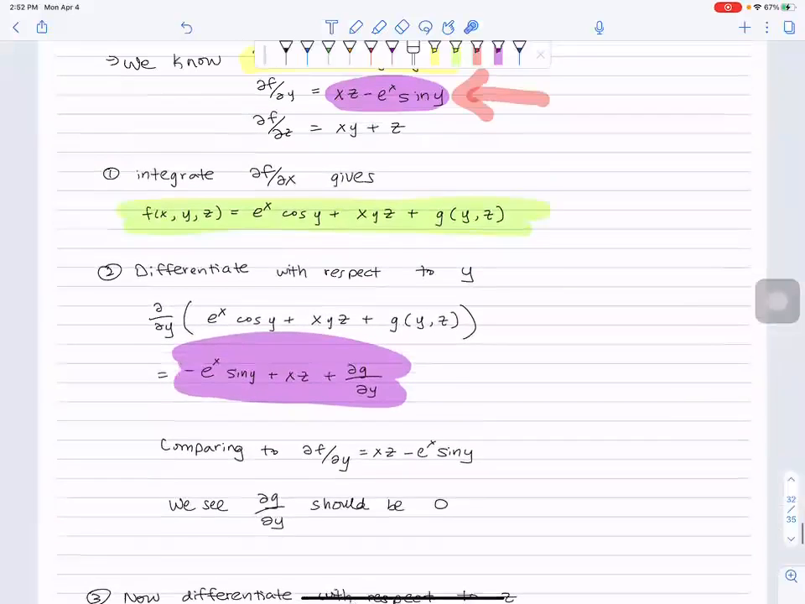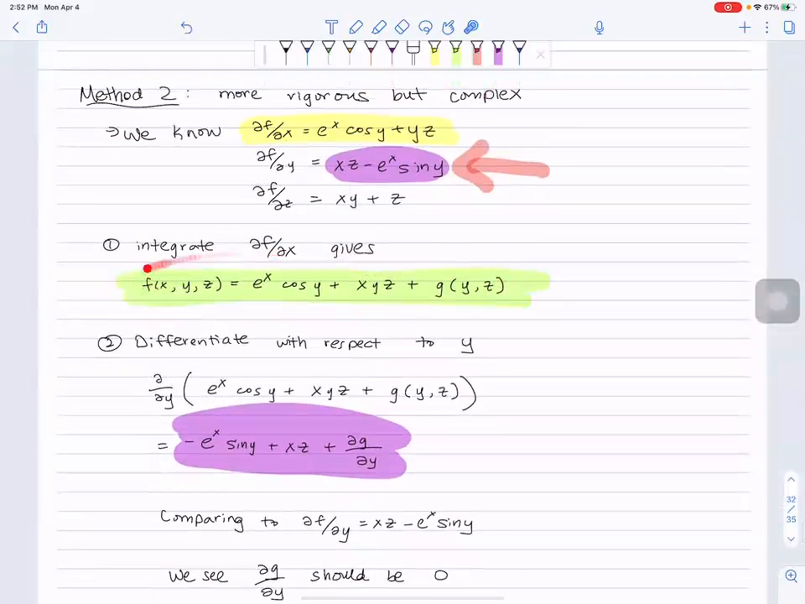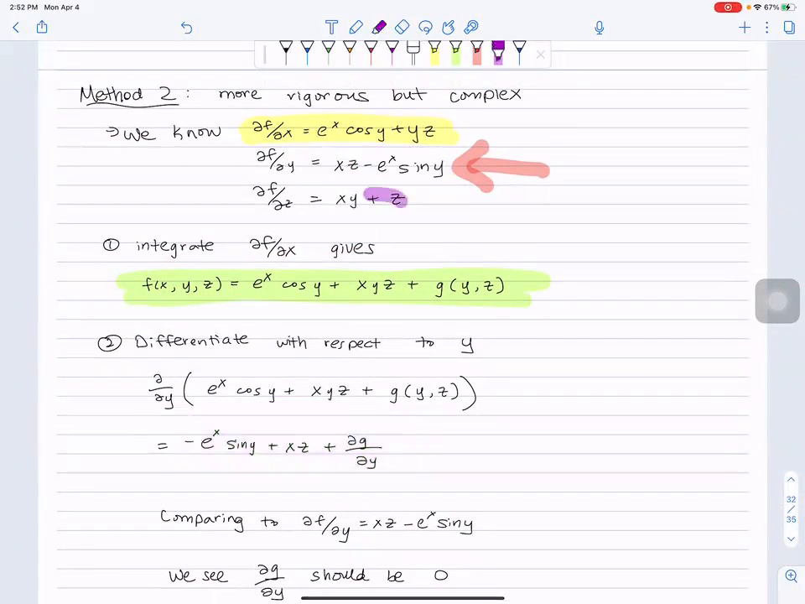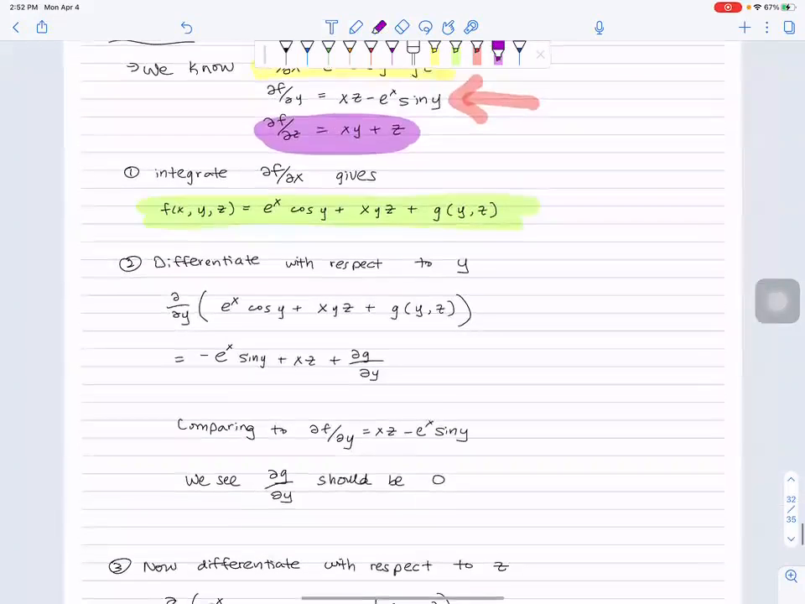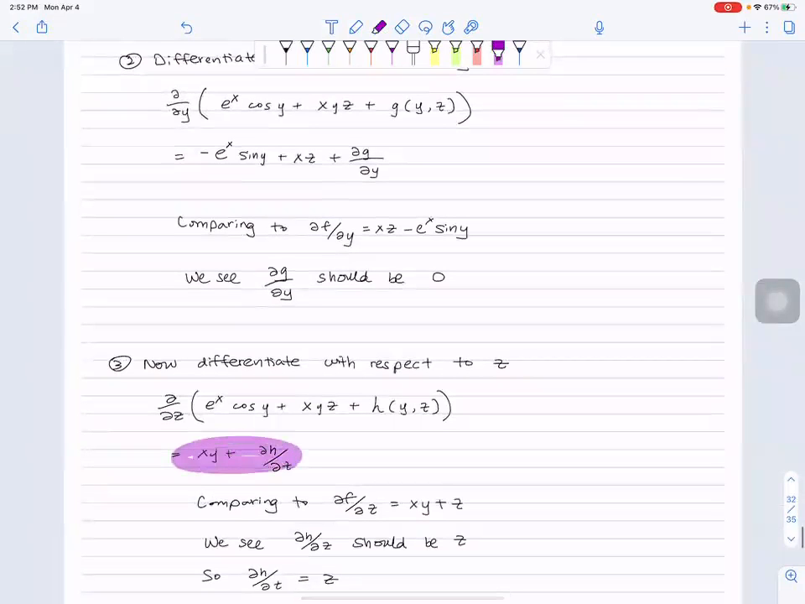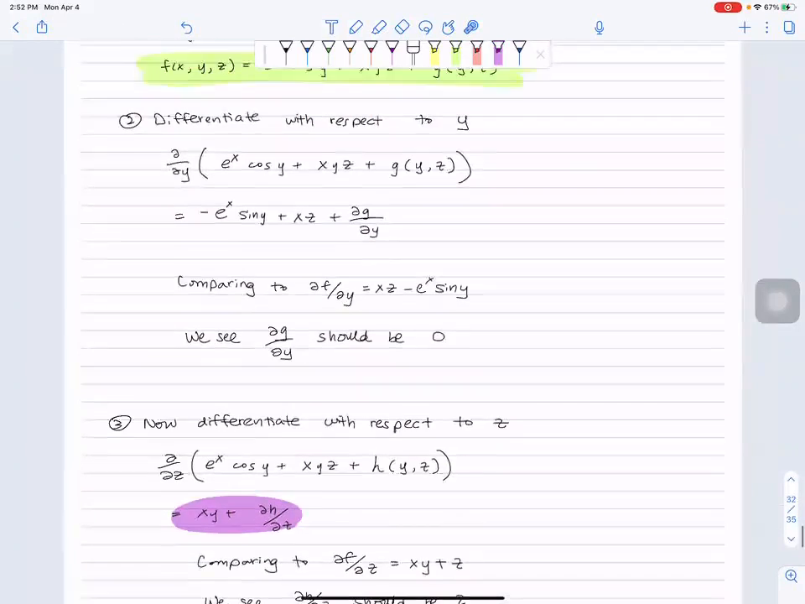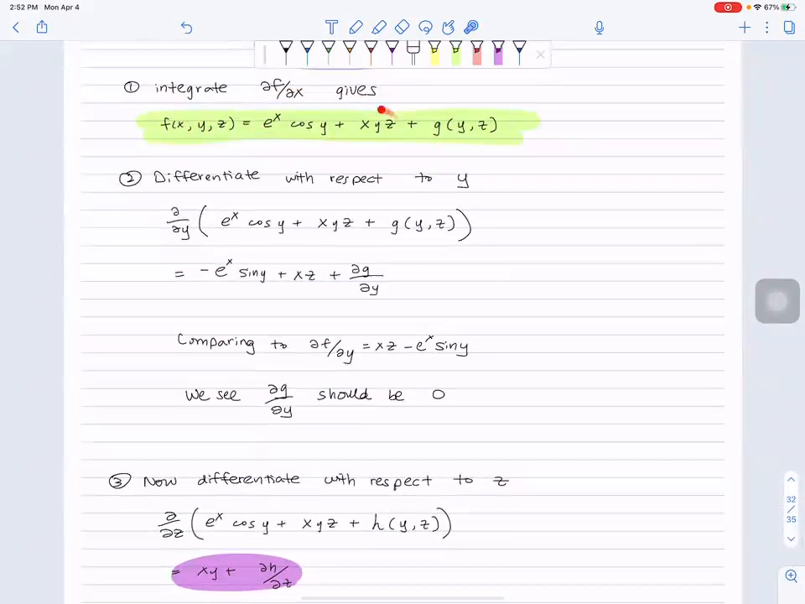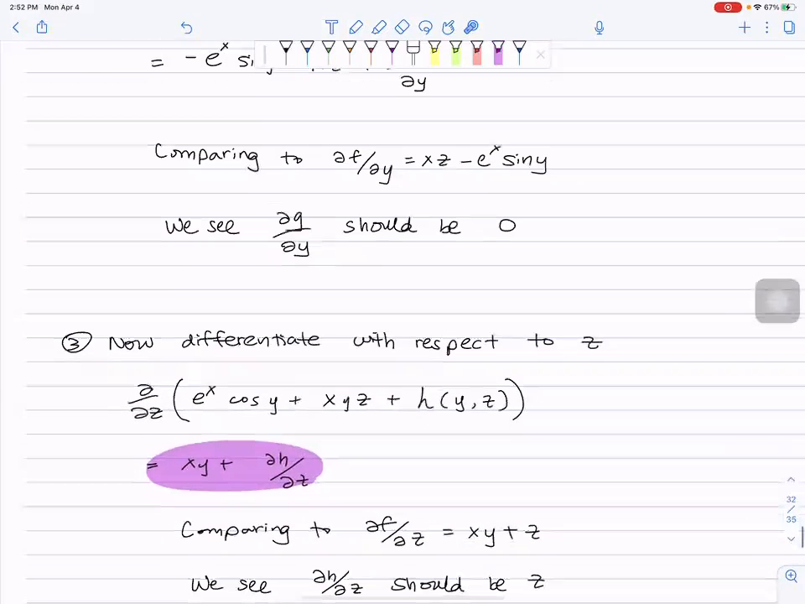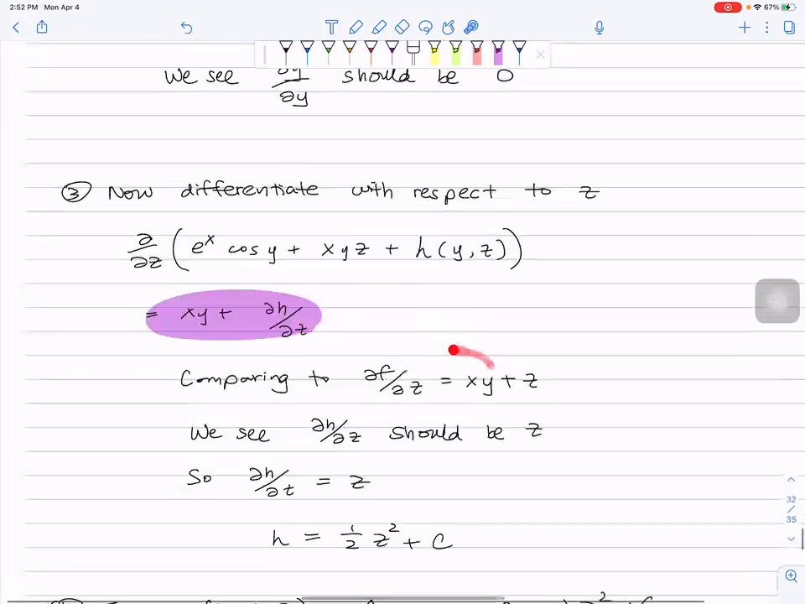Then what about if we differentiate our green, our original function, with respect to z? Let's compare it to what we know about dz. So now we're comparing this purple to this purple. I took our original function, which is in green, and took the derivative with respect to z to get this. What is our z that we know? It has to be xy plus z.